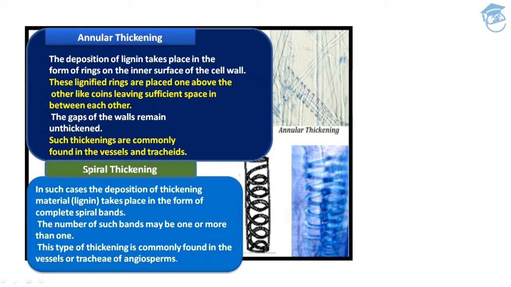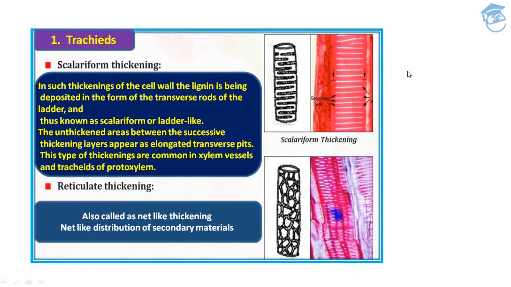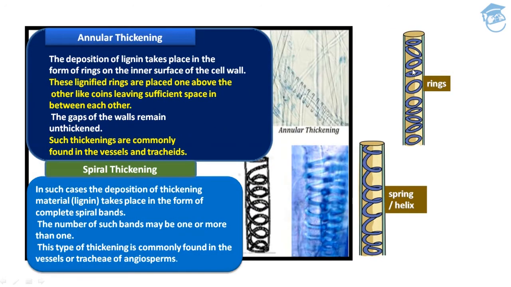The deposition of lignin takes place in the form of rings on the inner surface of a cell wall, as I have just shown you in the diagram. See, this is just like it. So this is annular and this is a spiral thing. These lignified rings, which are placed one above the other like coins, leave sufficient space in between each other. As you can see, they are placed more or less at equal distance from each other, right? And the gap of wall remains unthickened. Such thickenings are commonly found in vessels and tracheids.